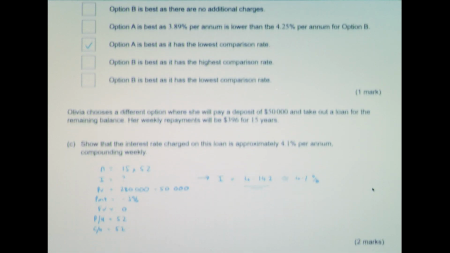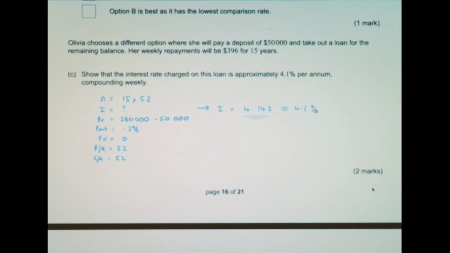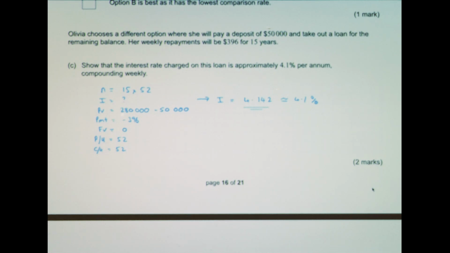Olivia chooses a different option where she pays a deposit of 50,000 and takes out a loan for the remaining balance. We're given the weekly repayments for 15 years, and we need to show that the interest rate charged on the loan is approximately 4.1. So with this one, again, I think they could reverse engineer this one as well, couldn't they? Yeah. The key point here is taking off the 50,000. We had quite a few students who forgot to take off the 50,000. There are a few things that have changed from the original part A. So essentially we're looking for the correct setup, the removal of the 50,000, and then the calculation based on I.